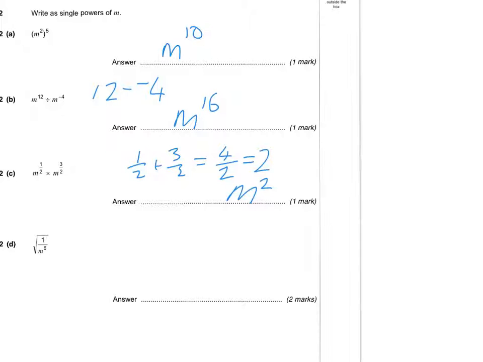The square root of 1 over m to the power of 6. Okay, so that is the square root of 1 over the square root of m to the power of 6, which is m to the power of 6 over 2, which is 1 over m cubed. So we've got m to the power of -3.